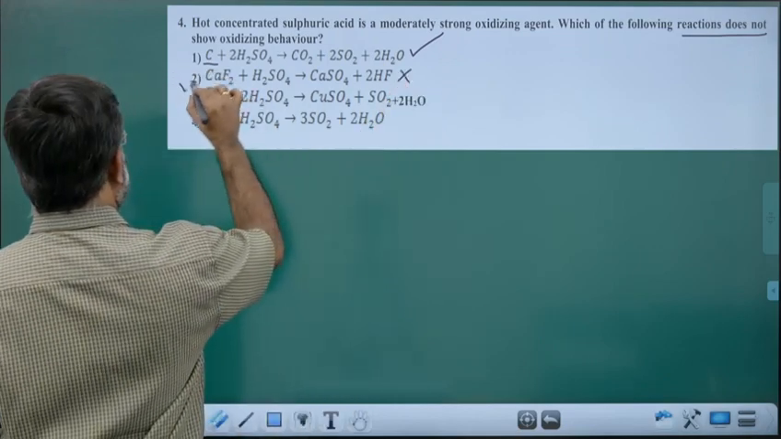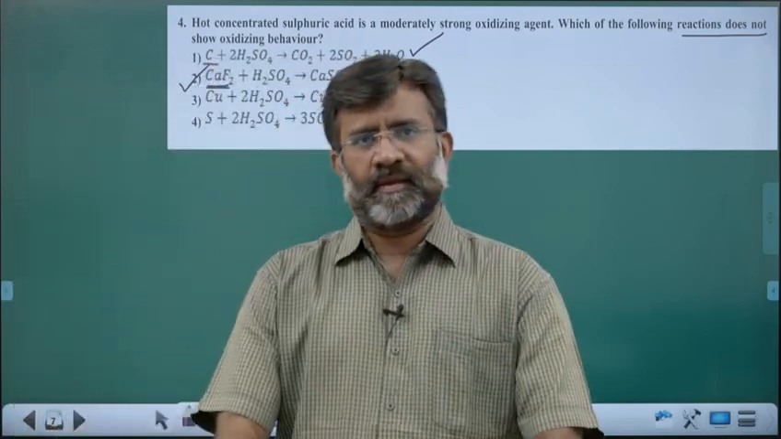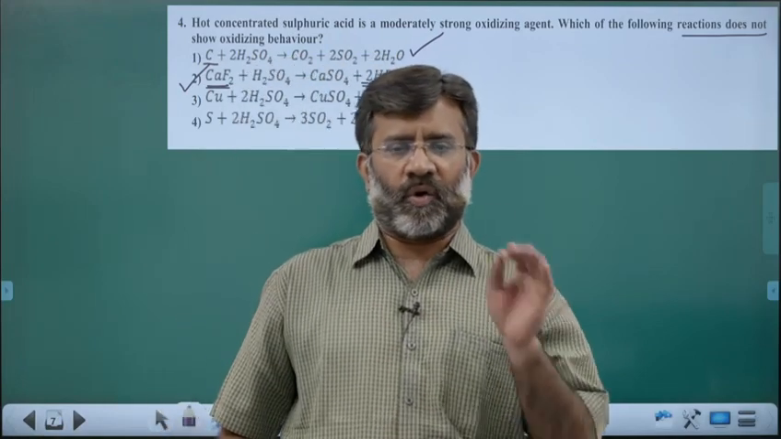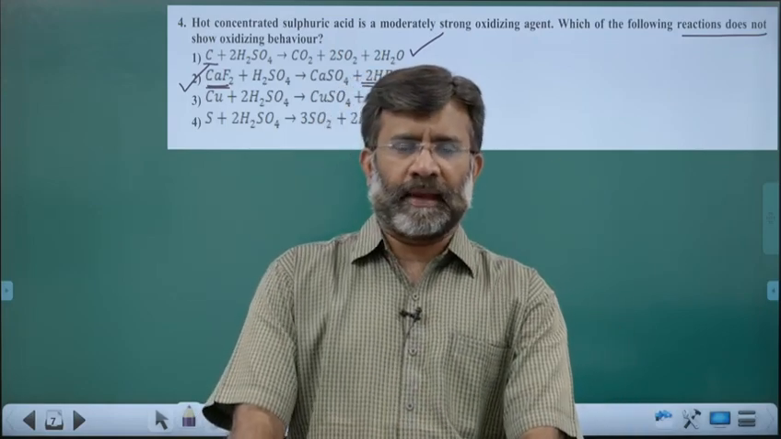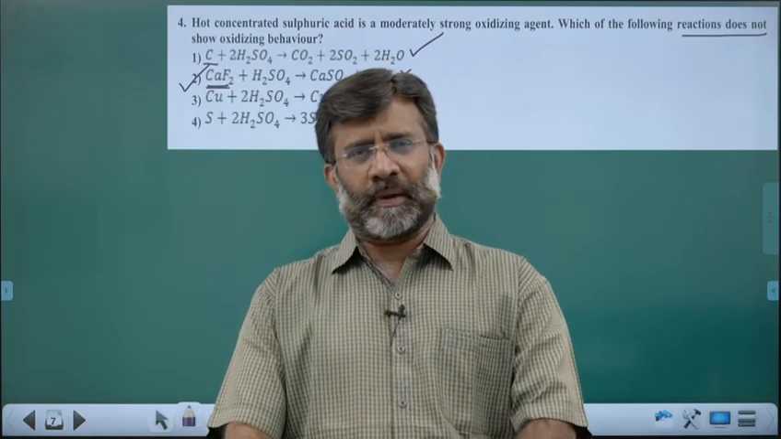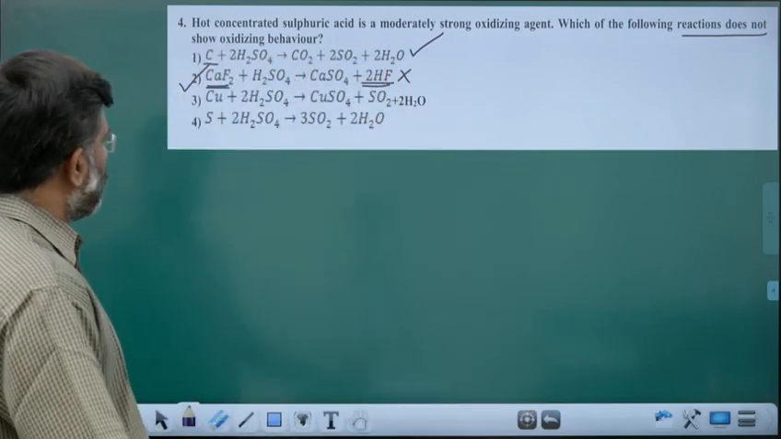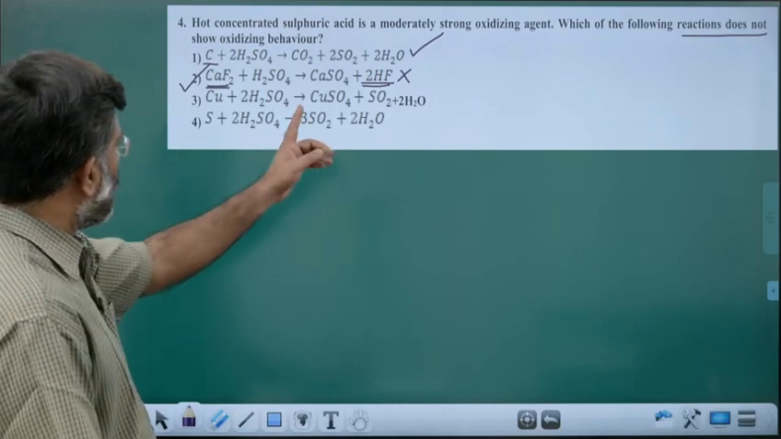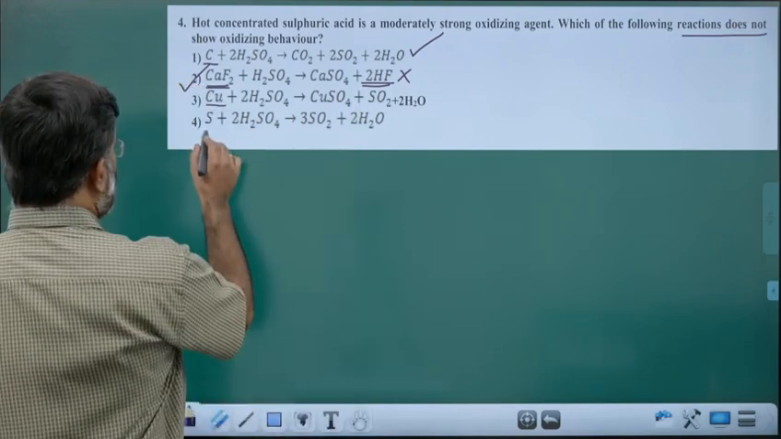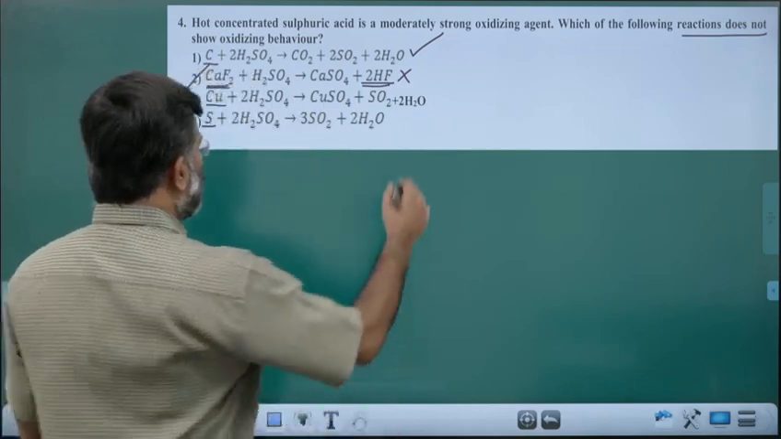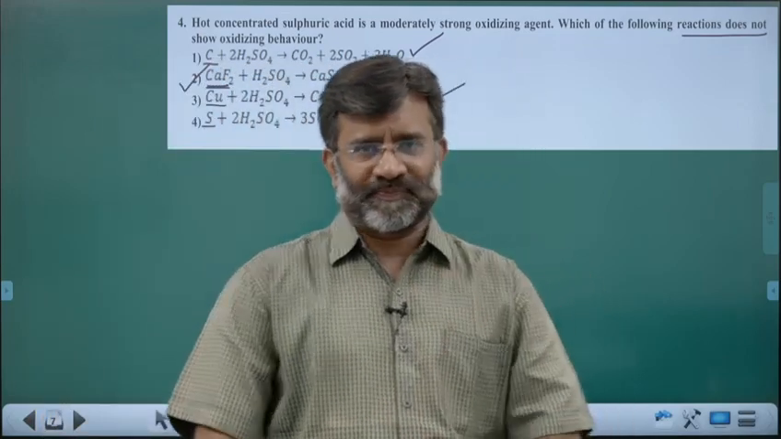Here there is no oxidizing behavior. It is simply displacement of the volatile acid HF from the salt. You know, sulfuric acid is a low volatile oily acid and it can displace volatile acids from their salts. HF, HCl, HNO3 can be displaced from the corresponding salt by sulfuric acid. It is not a redox reaction, and nothing undergoes a change in oxidation state. While here copper is oxidized to copper sulfate, here sulfur is oxidized to sulfur dioxide. So all the other reactions indicate oxidizing character of sulfuric acid except option 2. That is the answer.